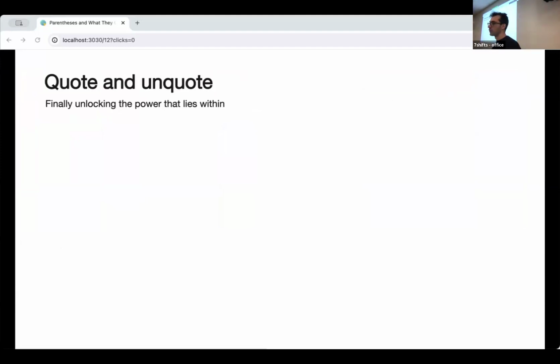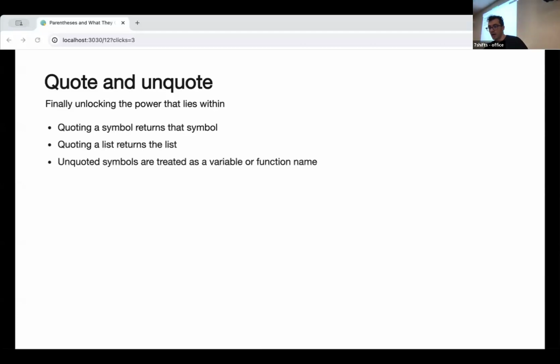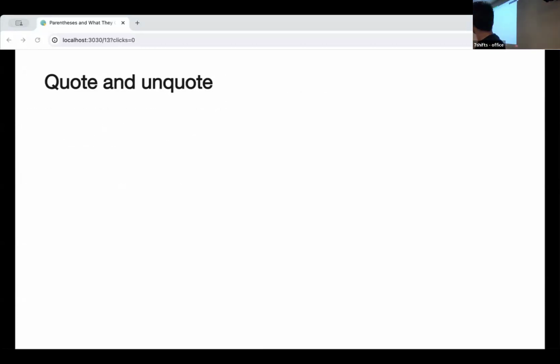Macros: quote and unquote are the key that unlocks the box that is labeled macros, right? This is what we mean when we say code and data are the same. Quoting a symbol returns that symbol. Quoting a list returns a list. Unquoted symbols are treated as variables or function calls or function names. And unquoted lists are treated as function calls, right? If you've written Lisp, this is pretty standard stuff. The first element in the list is the function name. Everything after is the arguments. Pretty simple. So let's see some examples.